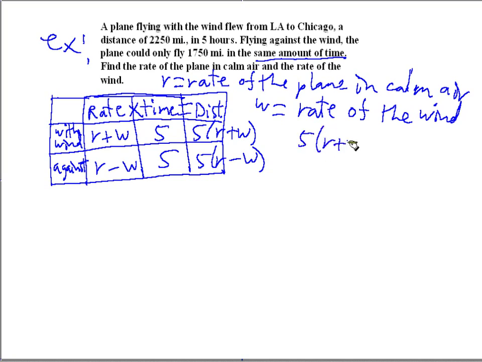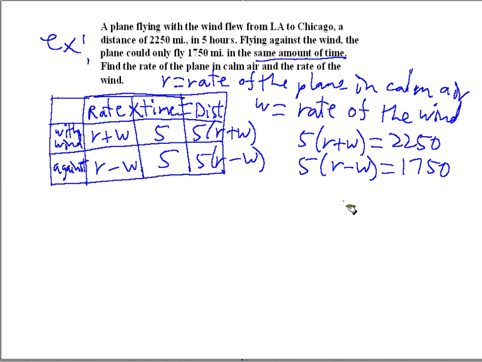So therefore, my two equations that I come up with here are what? 5 times R plus W equal to what? 2,250, distance with the wind. And 5 times R minus W, that's the distance against the wind, that's equal to what? 1,750. All right? Can we see that? So we get these two equations and two variables, which I can now solve by either substitution method or addition method, all right? Now, let me go ahead and solve it this way here.